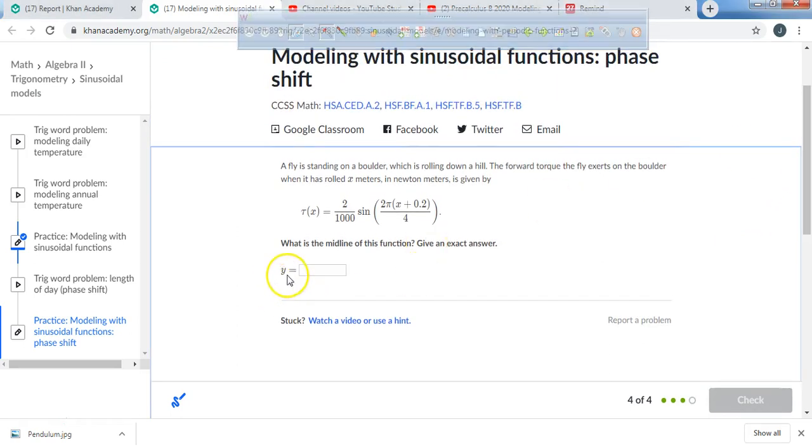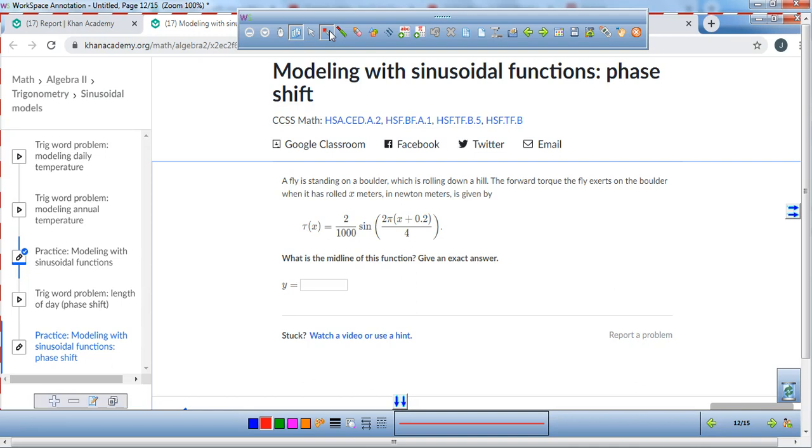It's just asking us for what is the midline of this function. So all I have to do is basically interpret the midline. All right, so let's just take a look at this and interpret the midline. And we're actually going to interpret everything. Right here, I'm going to write down what our amplitude is, what our A value is, and we're going to talk about the period. Just by looking at this, figure out the period, figure out the phase shift.